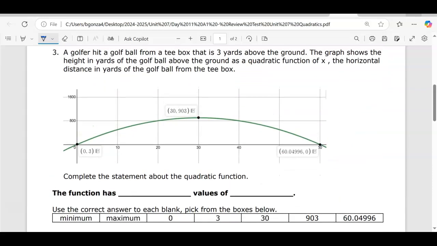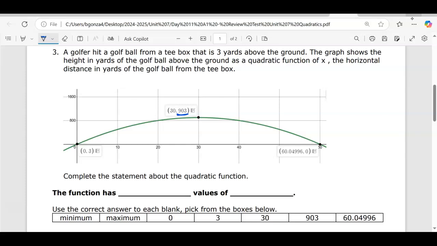All right, number 3. Golfer hit a golf ball from a tee box that's 3 yards above the ground. So he's starting, you can barely see it, but it's above 0 here at 0.3. The graph shows the height in yards of the golf ball above the ground as a quadratic function, the horizontal distance in yards of the golf ball from the tee box. So he hits his ball 3 yards above the ground. It goes all the way up here to 903 yards height. Ends up landing over here 60.05 yards away.